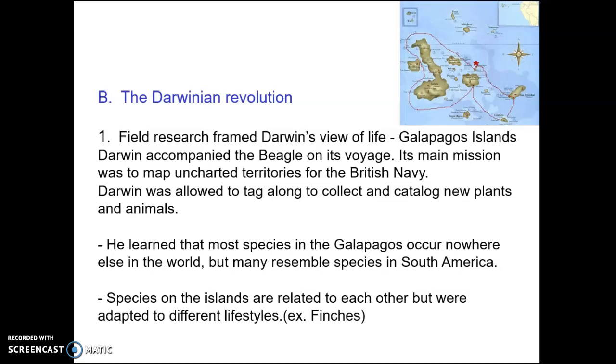And how he did that was he learned that most species in the Galapagos occurred nowhere else in the world, but many of them resembled species that he had seen in South America. He also noticed that species on the island were related to each other, but had adapted different lifestyles. For example, the finches that he saw, and many of you probably remember Darwin's finches. That's the most associated animal with him. We'll be talking about the finches and how he noticed that they evolved.